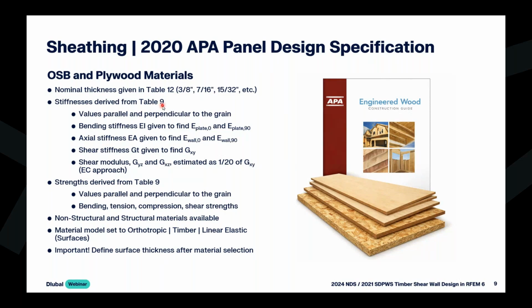And when we look at Table 9 within the APA, we are given values here for the different thicknesses, both parallel and perpendicular to the grain. This is just the concept of wood, of course. We have different strengths in different directions.